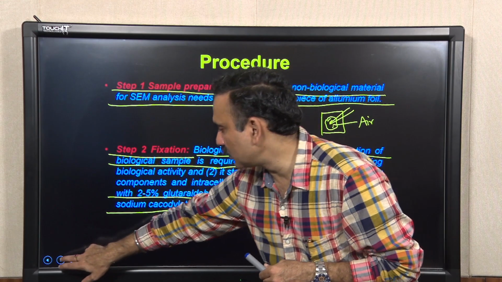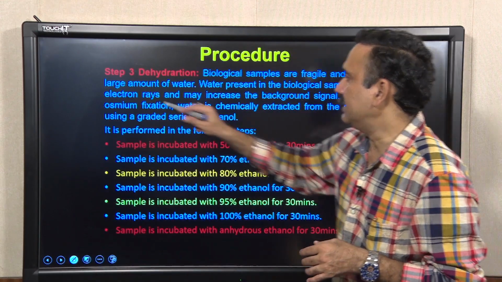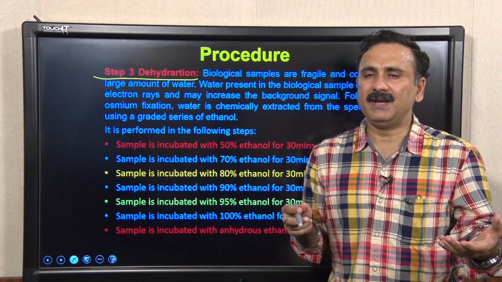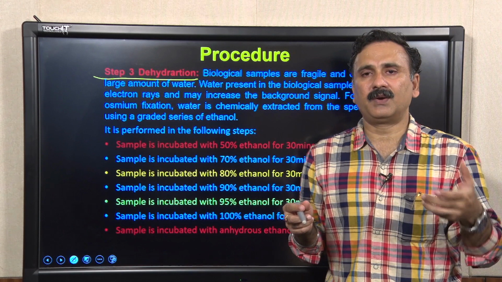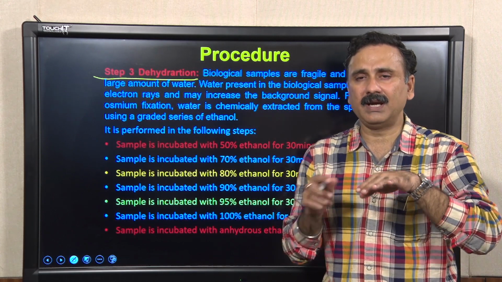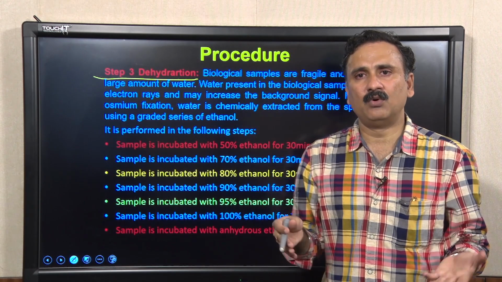So, once the fixation is over, then you have to do the dehydration. The water present inside a biological sample is going to make the sample diffract or scatter the electron beams, and that is how it is going to make the background more and more pronounced.